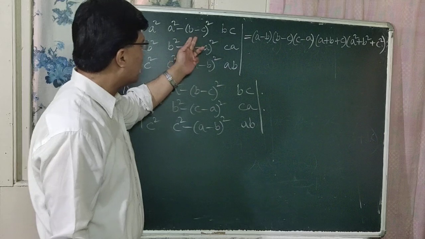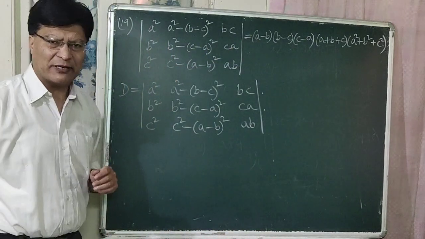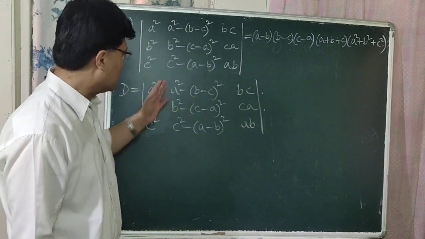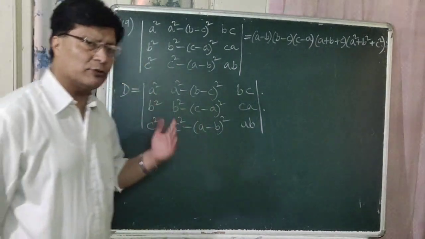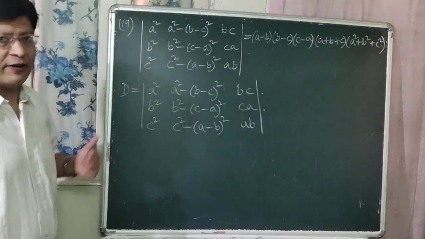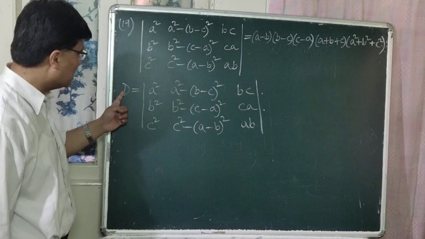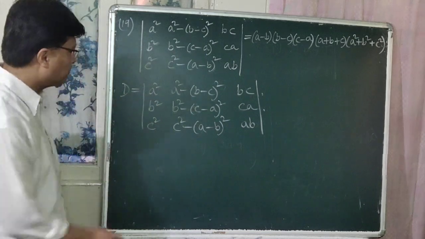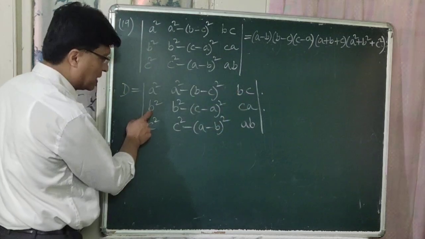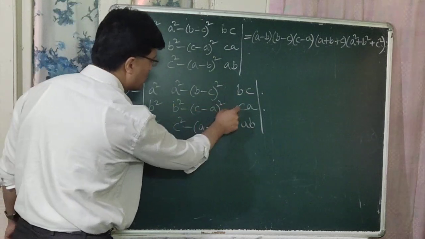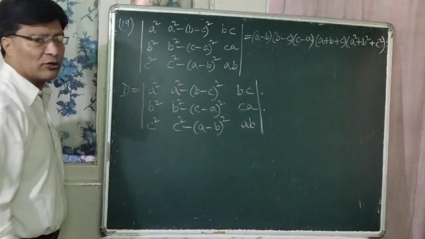You have to prove this LHS is equal to RHS. This is quite a difficult problem because there are many expressions here. You have to use properties to simplify this determinant. Here D is equal to the left hand side. First row is a square, minus b minus c whole square, bc. Second row, b square, minus c whole square, ca. Third row, c square, minus a minus b whole square, ab.